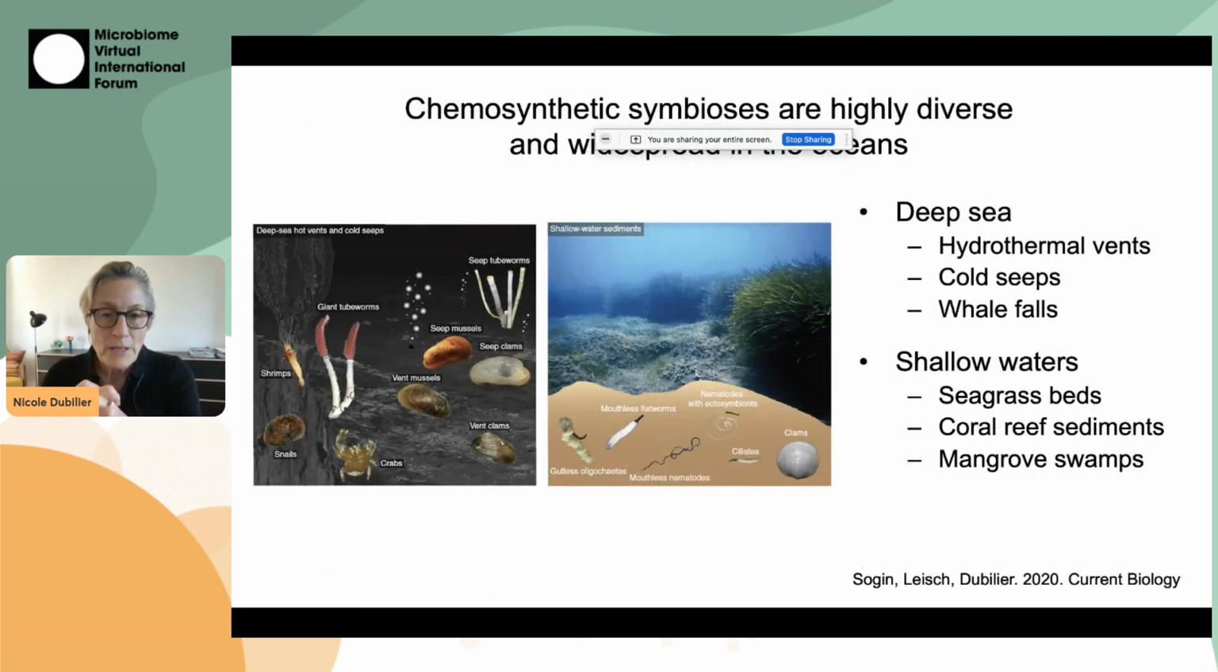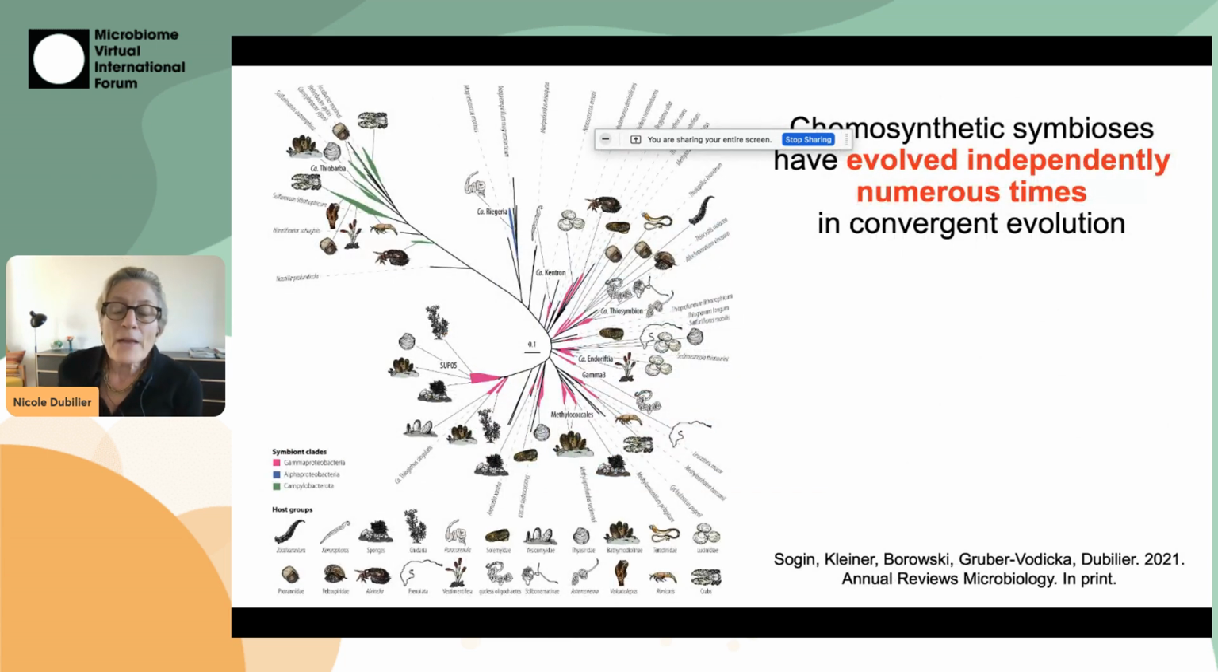Remarkably, although they were discovered in the deep sea in 3,000 meters water depth, we now know that these symbioses are widespread in many environments, including shallow water environments right off of many coastal environments. And they've evolved numerous times, these symbioses.